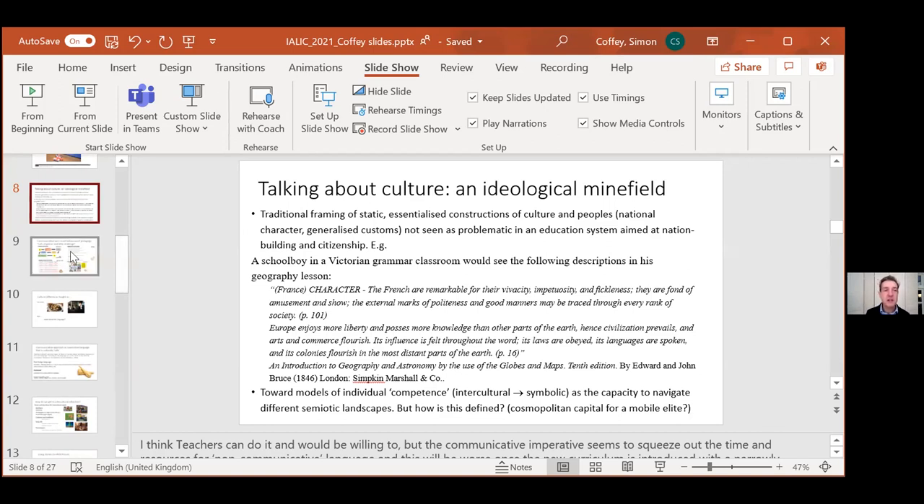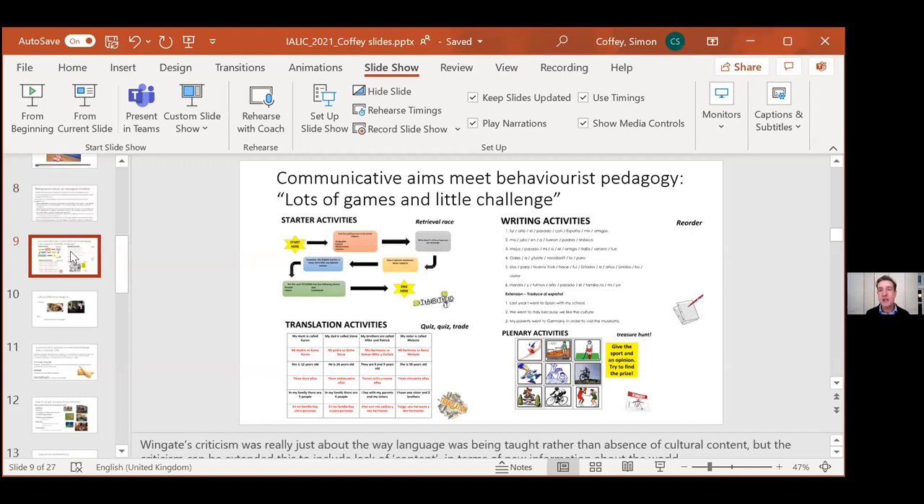Anyway, my usual critique is that communicative language teaching squeezes out much interesting talk about other cultures and interculturality, because it reduces language to a sort of code of communication. Despite what I do on my teacher training courses, I know that when people go into schools, they're often caught in a behaviorist loop, this behaviorist pedagogy.